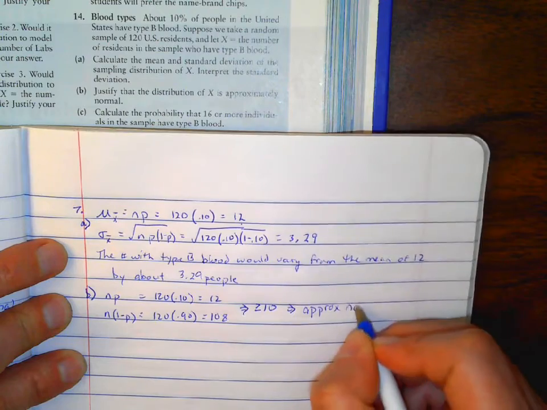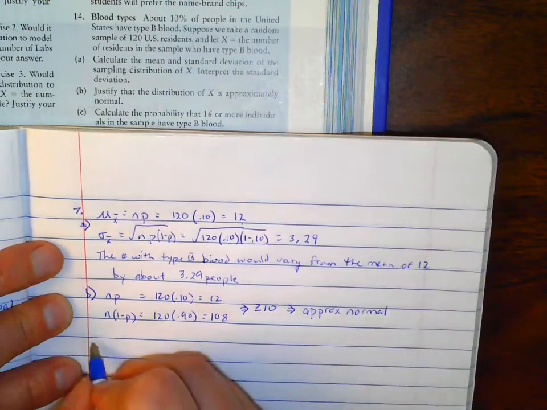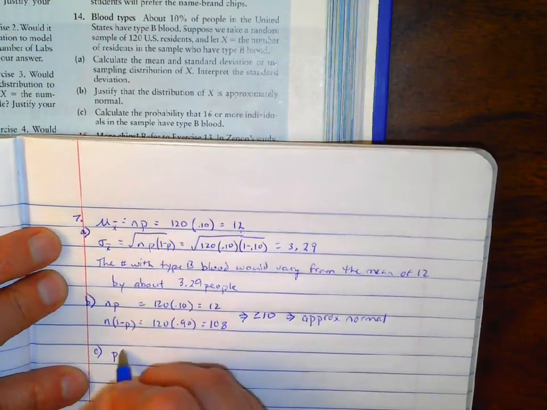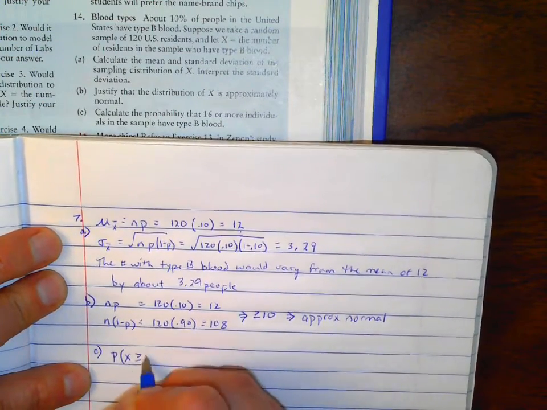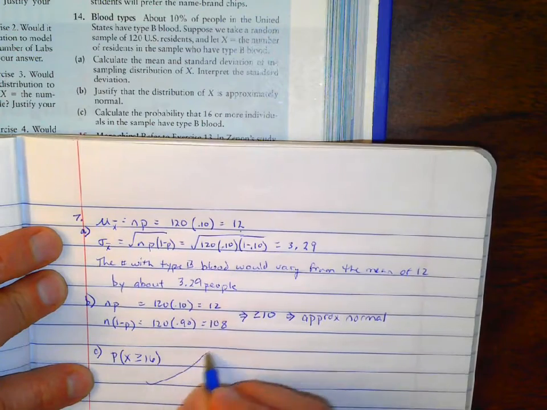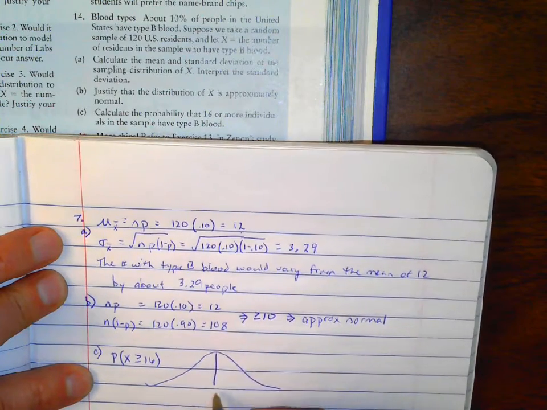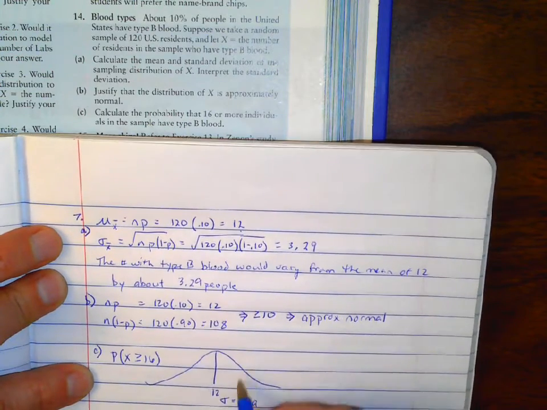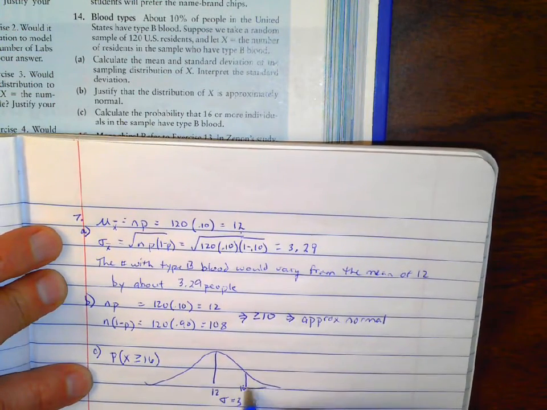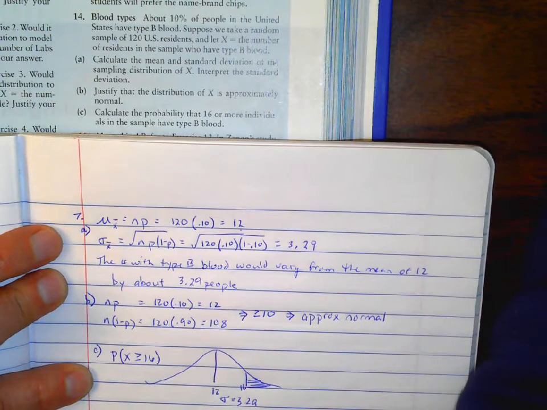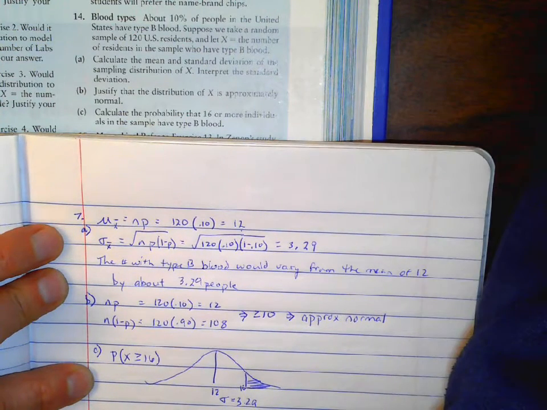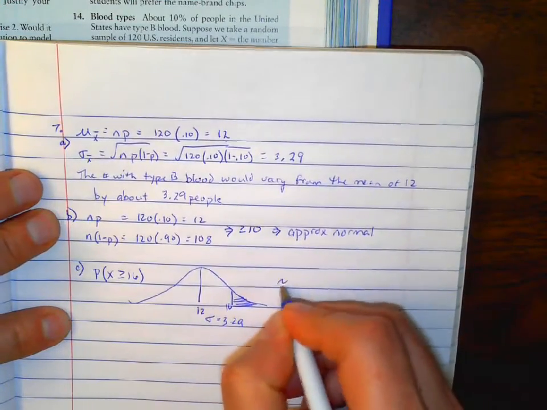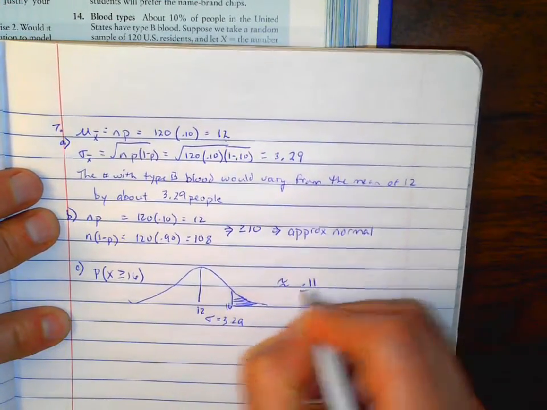And then part C, 16 or more individuals. What's the probability that it's 16 or more, greater than or equal to 16? Okay, we know that is a mean of 12, standard deviation of 3.29, 16 or more. Okay, you're going to go to Desmos and get it. And 16 or more there comes up to be a probability of about 11%.